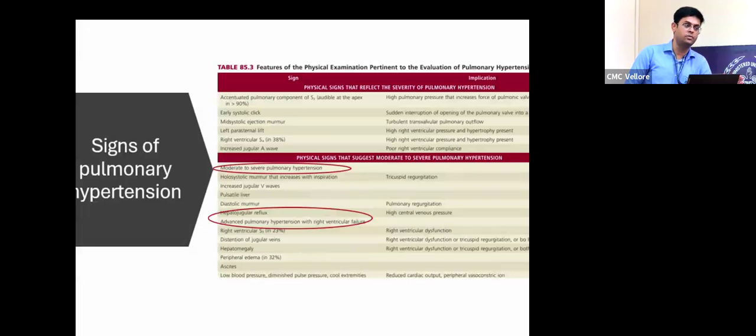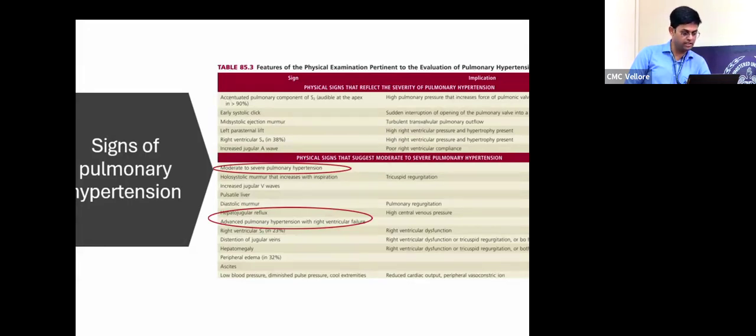I want to ask other things. Where else can the valvular click happen on the pulmonary side? Okay, so the other clinical features would be a left parasternal lift, right ventricular S4, which can be present in 35 to 40% of patients, and increased jugular A waves.